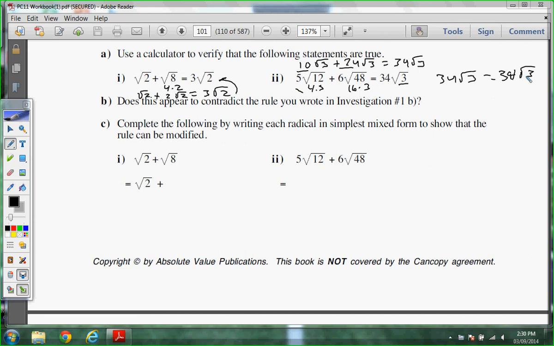Does this appear to contradict the rule you had in investigation 1? It does in terms of the beginning, but at the end of the day, we still need same index, same radicand by simplifying. That's the difference. We'll write that in green so it makes it a little bit more important here.